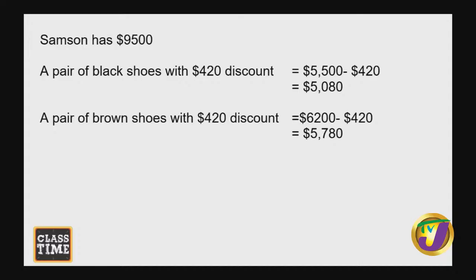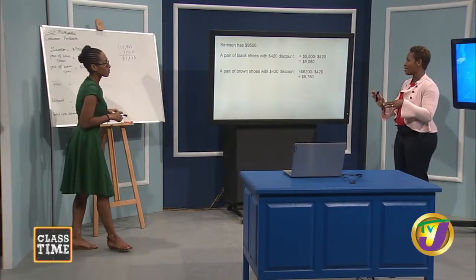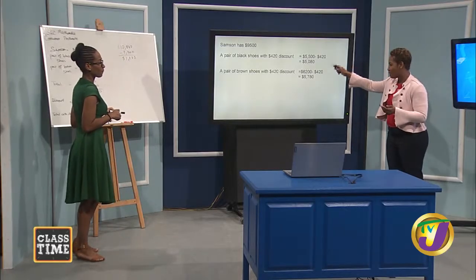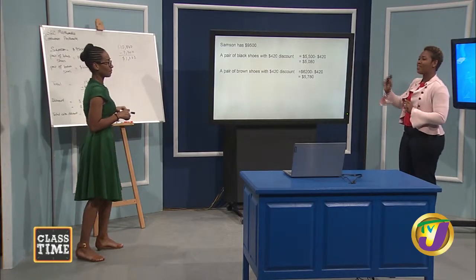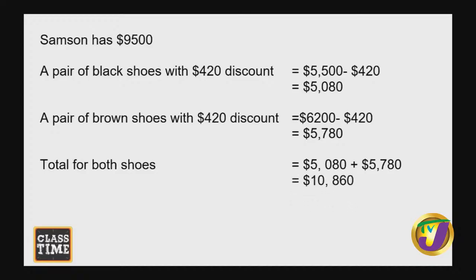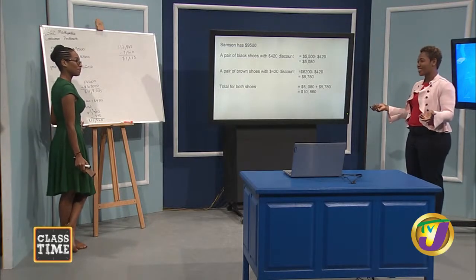So this will give us the 2 prices for the shoe with the discount taken off first. Oh, so you work it with the discount first. All right. And then I could have a better look at it, because I know 9,500 is less than 10 grand. And if I look at my prices when I take off my discount, I see 5,080 and 5,780. Clearly, I don't have enough. So you're estimating? Yes. So when you add these 2 prices for the black and the brown shoe, we get the same total that you got, because of course we have to get the same. 10,860 is the total cost.